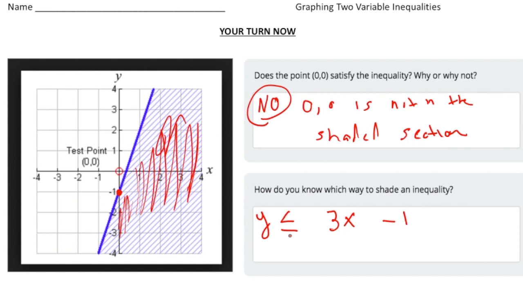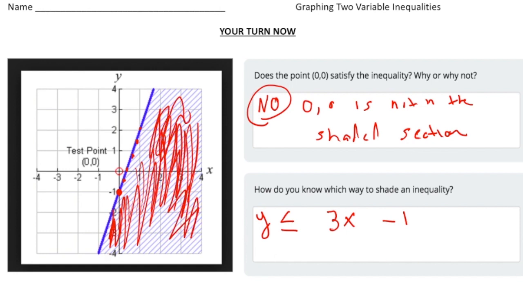Now this is why it's less than or equal to. Notice that the line is a solid line. That means every single point on the line is a solution for the two variable inequality. And the next question is, why do we shade underneath it? Because y is less than or equal to. Remember, you go to the y-intercept, and if it's less than, the y value is decreasing. So all of this side would be a solution to the inequality.